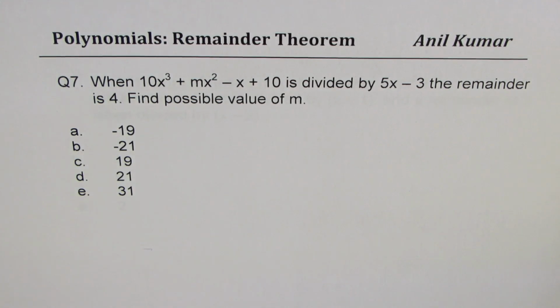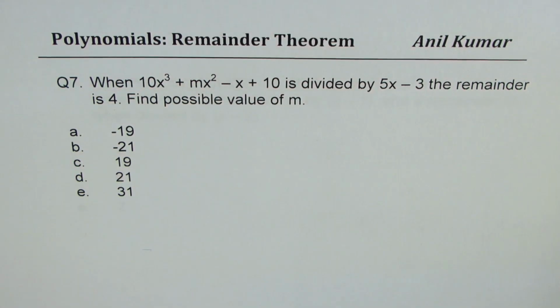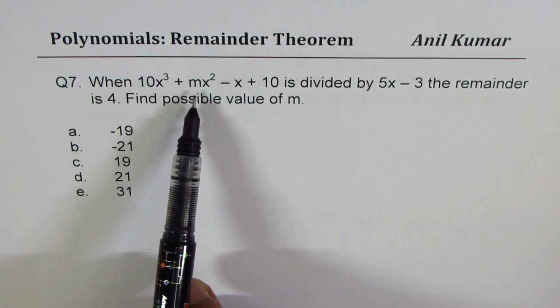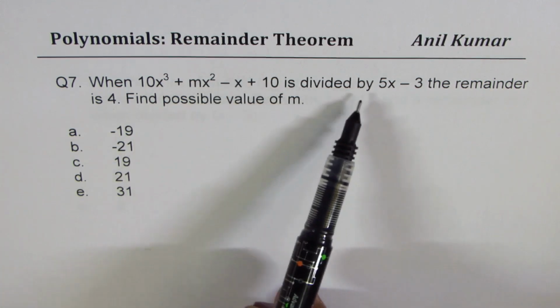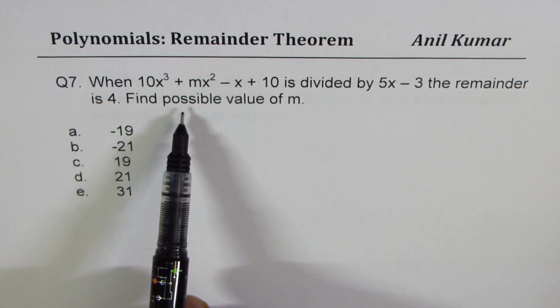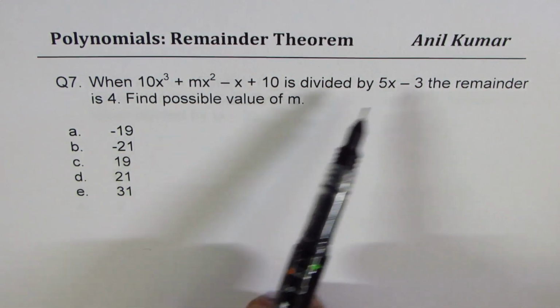Now, question number 7. I'd like you to pause the video, copy this question and answer. Now, this question may involve some calculations. When 10x cubed plus mx squared minus x plus 10 is divided by 5x minus 3, the remainder is 4. Find possible value of m.